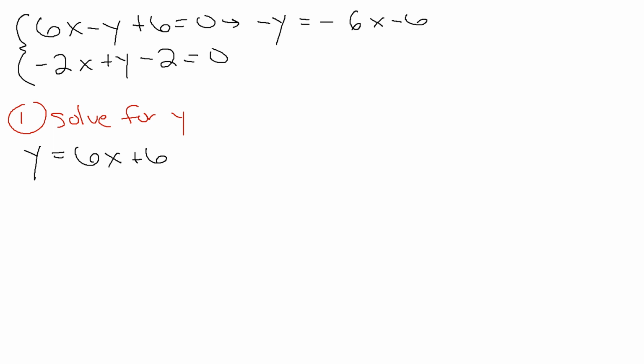My bottom equation is easier because it's a positive y. I'm going to pick up my minus 2x over. It's going to become plus 2x. I'm going to pick up my minus 2 and move it over, and it's going to become a plus 2.